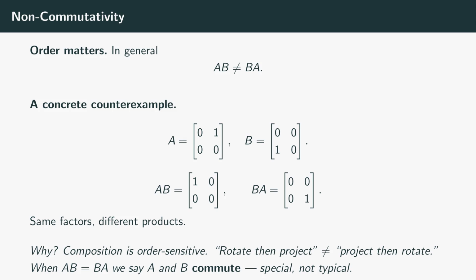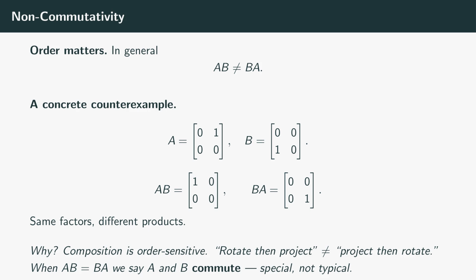Here is the rule that trips up everyone coming from ordinary arithmetic. With numbers, 3 times 5 equals 5 times 3. With matrices, A times B usually does not equal B times A. Order matters. Look at the counterexample. Let A have a single 1 in the top right corner, and let B have a single 1 in the bottom left corner. Multiply A times B and you get a 1 in the top left, zeros elsewhere. Multiply B times A and you get a 1 in the bottom right instead. Same two matrices, genuinely different products.